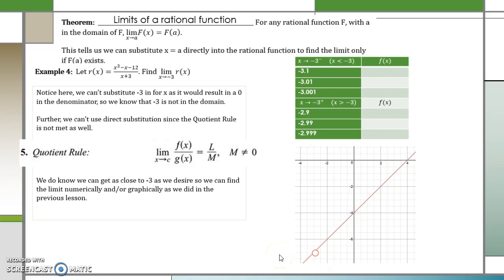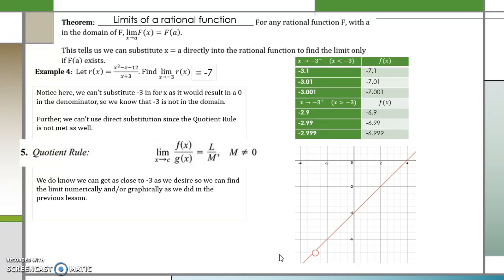So when I plug in -3.1, -3.01, and -3.001, I see we are approaching -7. Let's approach -3 from the right-hand side. So -2.9, -2.99, and -2.999. Here I see I'm also approaching -7. Therefore, the limit as x approaches -3 of our rational function is -7.